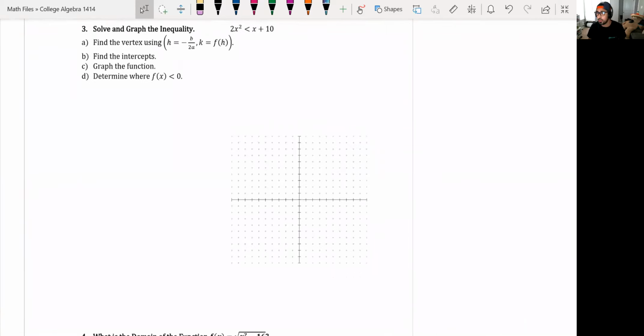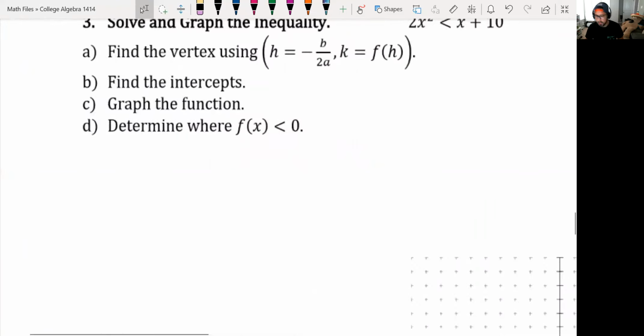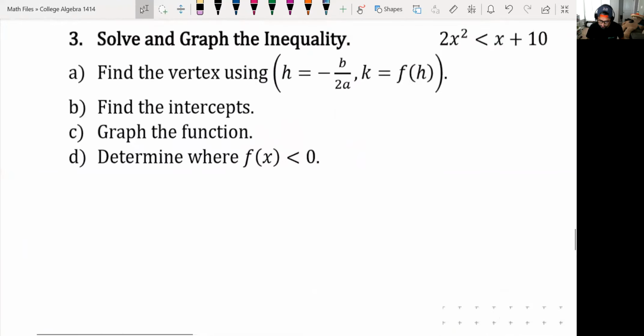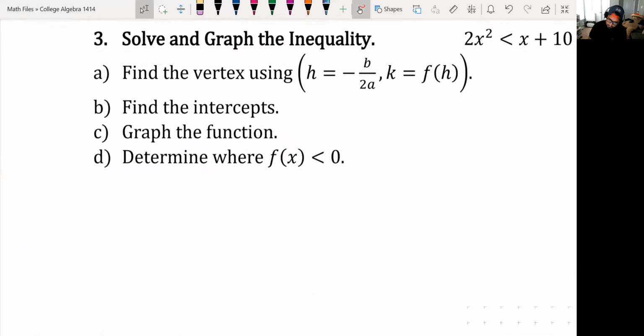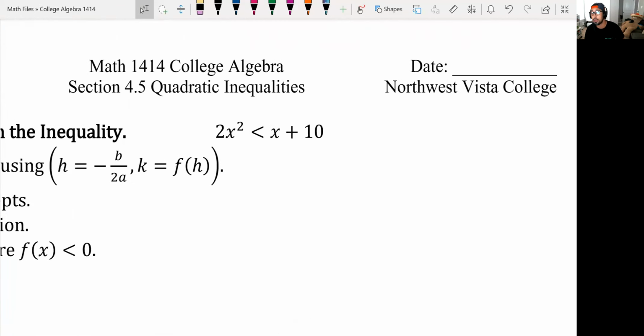Okay, last one of these. So, maybe last one. So find the vertex again, but before we begin, we must rearrange. This is not in the proper form. So all we have to do is take everything from the right side and just move it to the left. So this becomes 2x squared minus x minus 10 less than 0. So that's a new one we're working with.